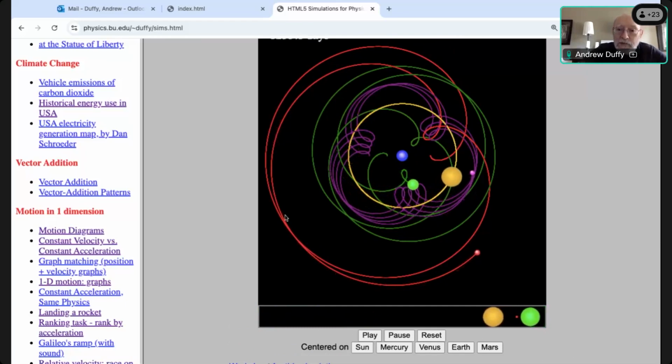So that's why I like simulations: you can do things like this, and you can illustrate what things look like over years or seconds or however long you need, depending on what you're looking at.